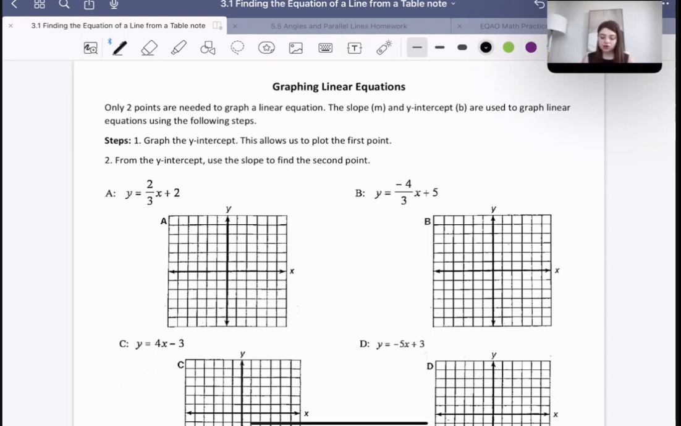The slope and the y-intercept are used together to graph linear equations using the following steps. So step one, graph the y-intercept, and this allows us to plot the first point. And then from the y-intercept, use the slope to plot the second point. Okay, so let's do that. And I'll talk about step by step how we would do that.